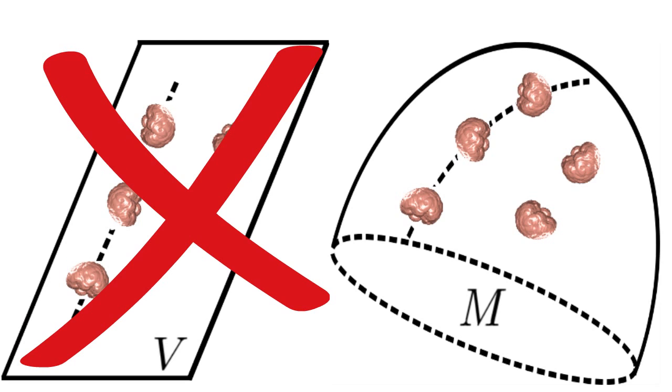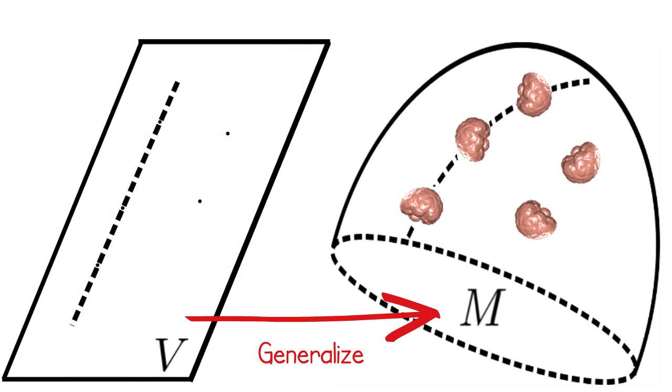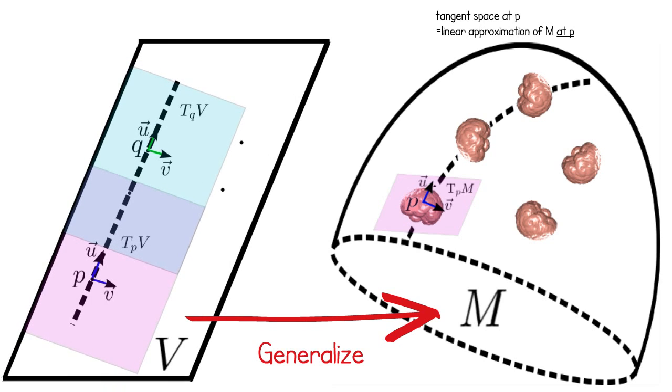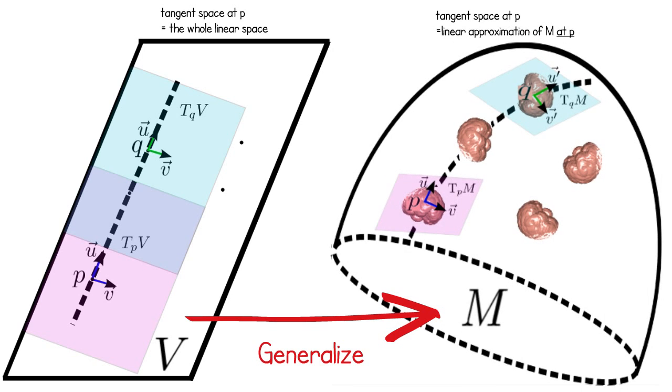Good news is, you can generalize what you learned on linear spaces to manifolds. For example, you can also define vectors on the manifold M. But each vector is attached to one point P and belongs to the tangent space of M at P. On the linear space V, tangent spaces at different points are the same and equal the whole space. On the manifold M, two tangent spaces at different points are fundamentally different.